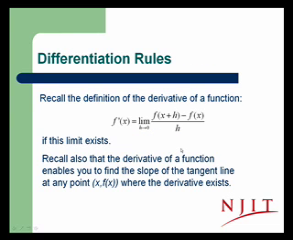On today's class we'll discuss some differentiation rules. Recall the definition of the derivative of a function is f prime of x is equal to the limit as h goes to 0 of f of x plus h minus f of x divided by h, if the limit exists. Recall also that the derivative of a function enables you to find the slope of the tangent line at any point x comma f of x where the derivative exists.